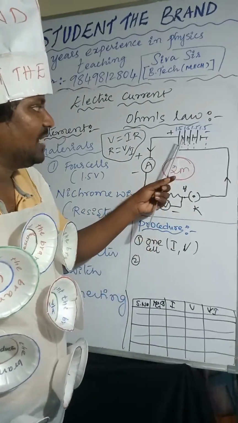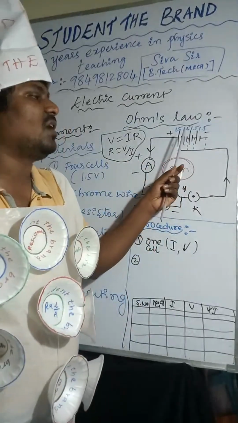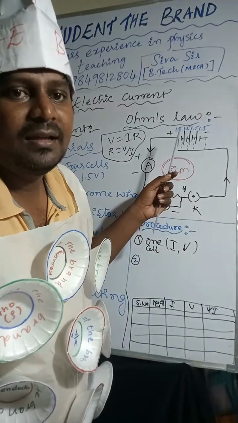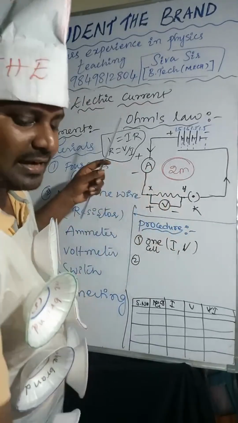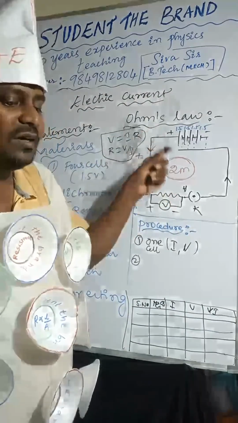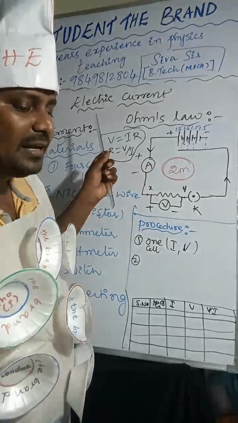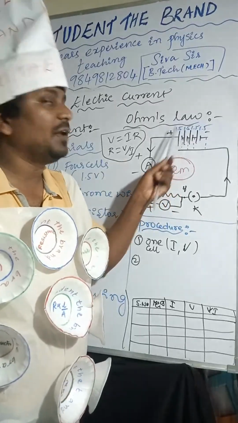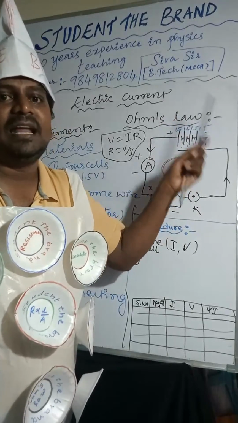Connect one cell. We are drawing the dotted lines. Sir, why are you drawing dotted lines? Why can't you draw normal lines? Because here I am taking one by one. First one cell you have to connect, then two cells, next three cells, next four cells.